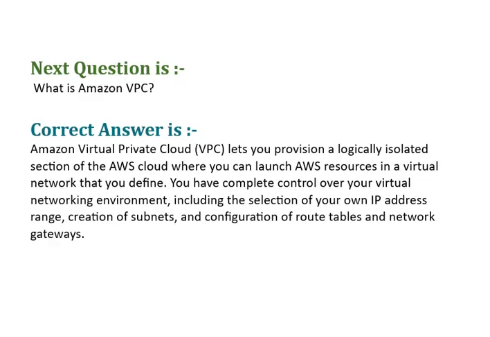Next question is, what is Amazon VPC? Amazon Virtual Private Cloud (VPC) lets you provision a logically isolated section of the AWS cloud where you can launch AWS resources in a virtual network that you define. You have complete control over your virtual networking environment, including the selection of your own IP address range, creation of subnets, and configuration of route tables and network gateways.